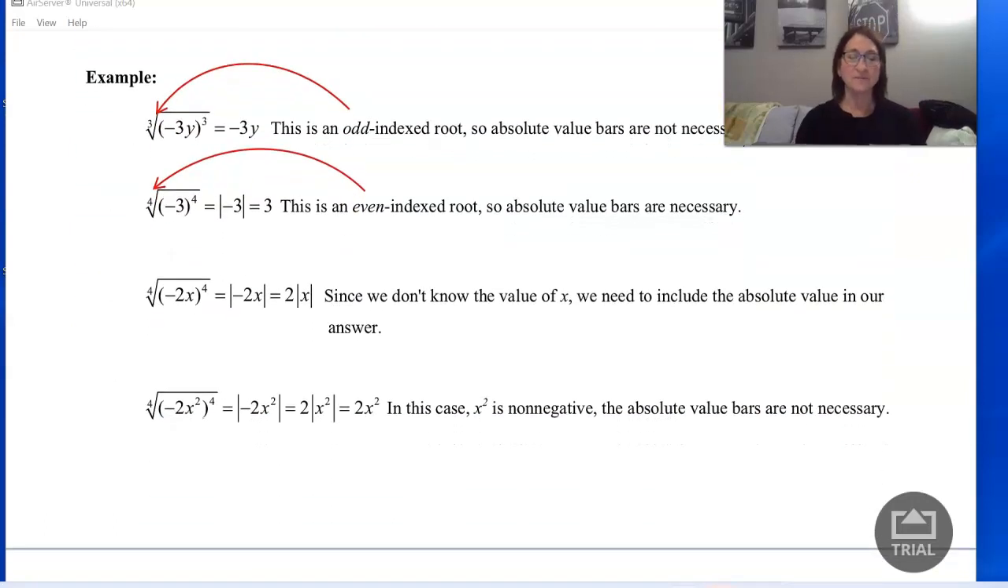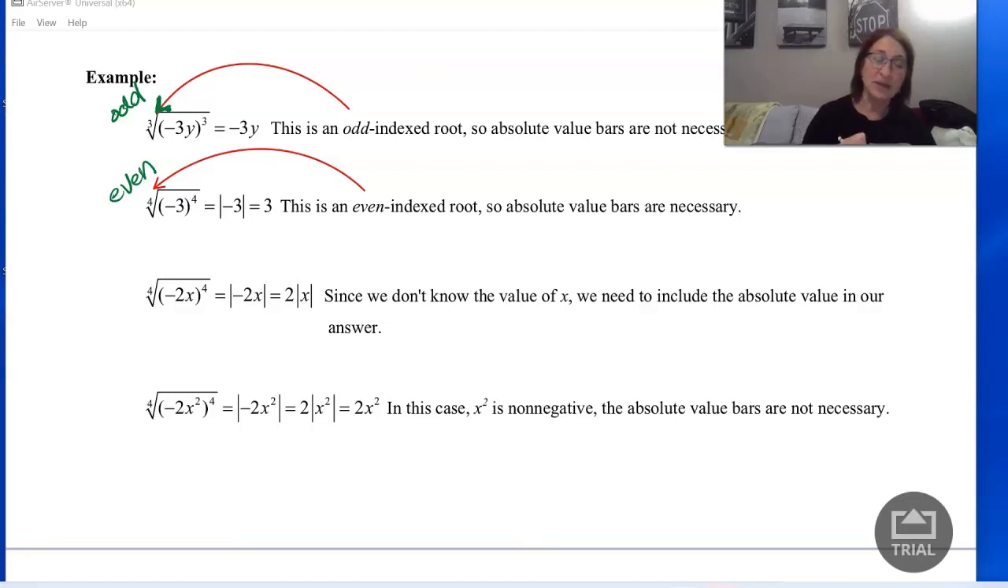So let's see how that works. So here I have an odd index. And so absolute value bars are not necessary, because it doesn't matter what y is, it could be negative. Now, if we have an even index, we need to use absolute values to show that our root is truly even, that it's not a -3 that we're concerned with, but we want it to be a +3.